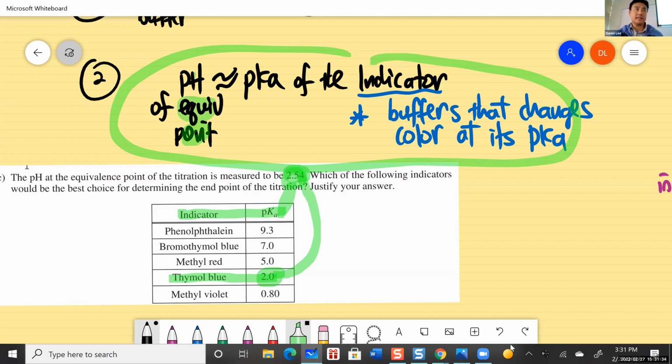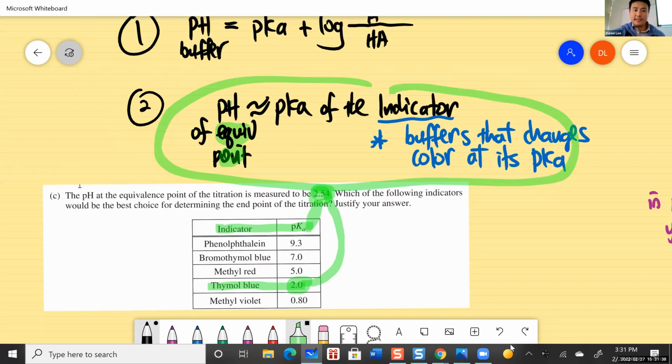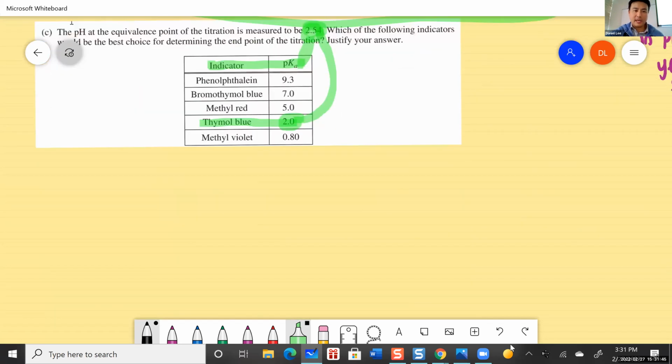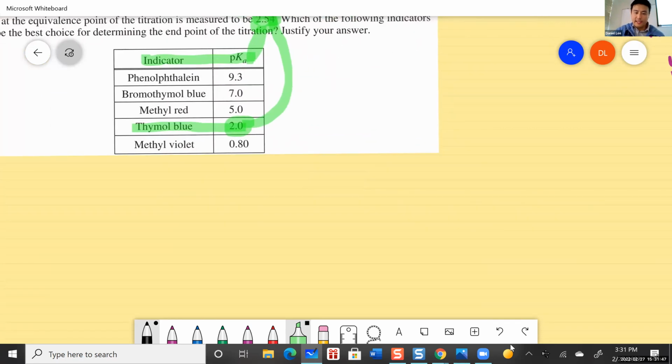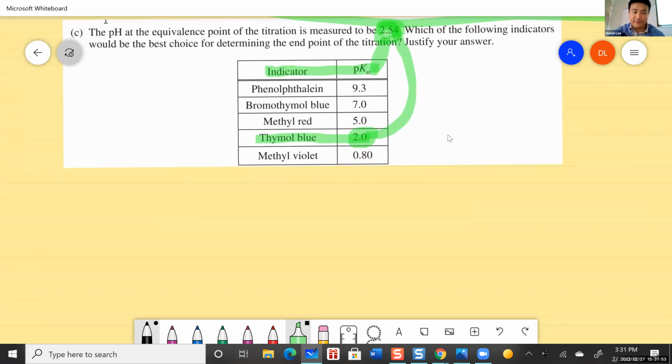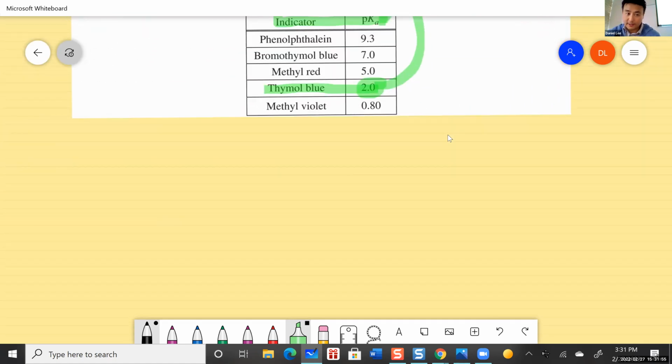That's your justification, yeah? Okay, so your buffer equation here can also be used to find the right indicator. Okay, so there's a lot of use of the buffer equation. And the next one, next question, it says, what is the pH at half equivalence point? We talked about this. At half equivalence point, the pH is always equal to pKa for any titration, yeah?